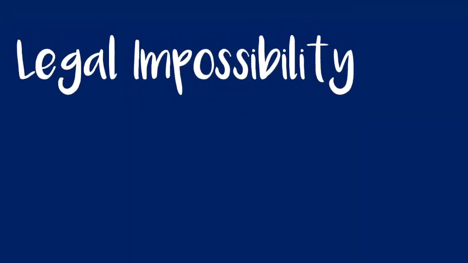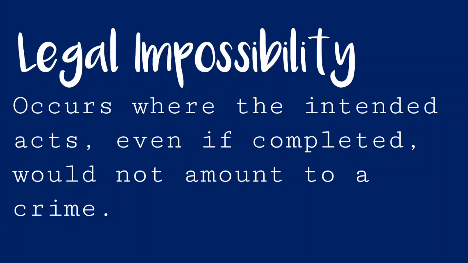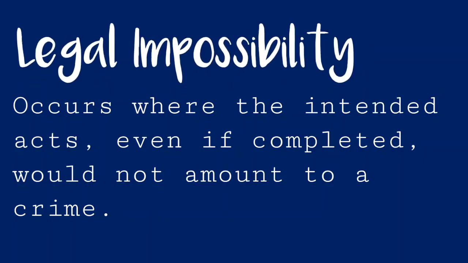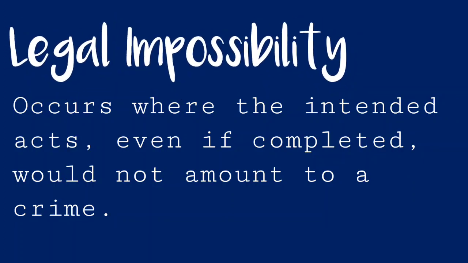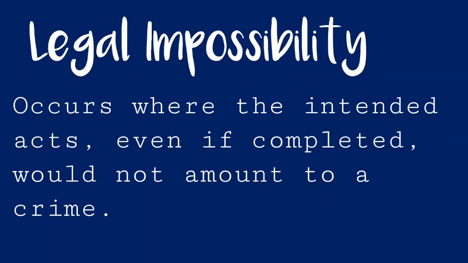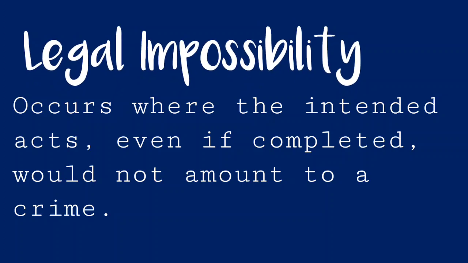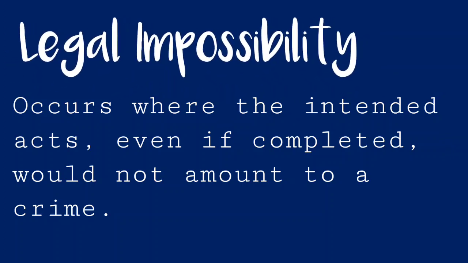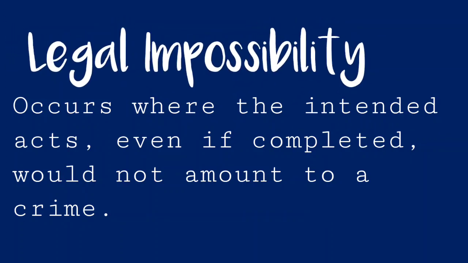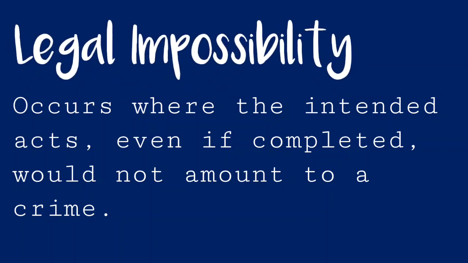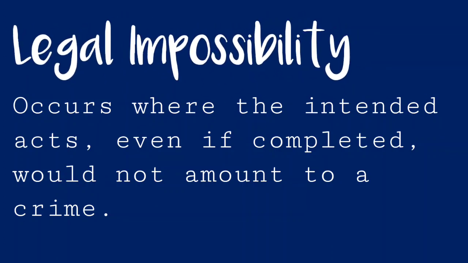Legal impossibility occurs where the intended acts, even if completed, would not amount to a crime. For example, A with intent to kill B stabbed him several times. Autopsy revealed that hours before the stabbing incident, B succumbed to cardiac arrest. A committed an impossible crime as he tried to murder a dead person. A dead person cannot be injured or killed again.